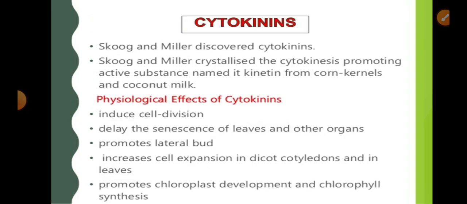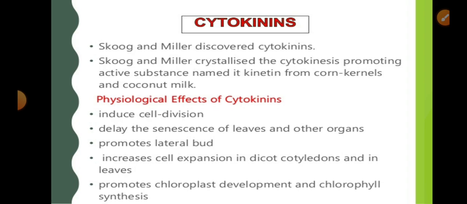The next plant growth regulator is cytokinin. Skoog and Miller discovered cytokinins. They crystallized the cytokinesis-promoting active substance, named it kinetin, from corn kernels and coconut milk.